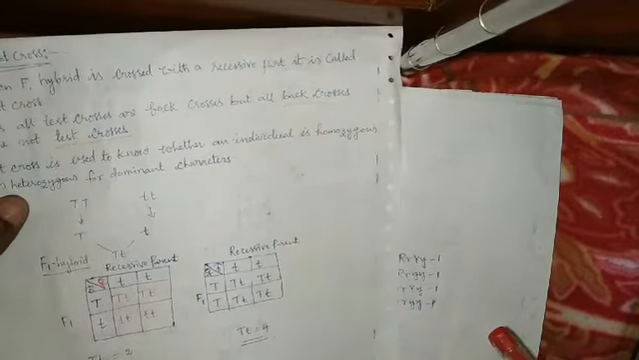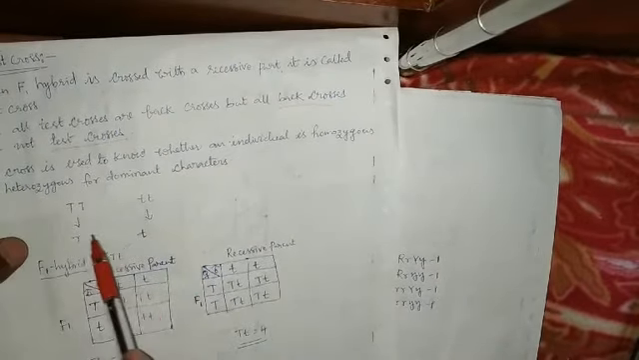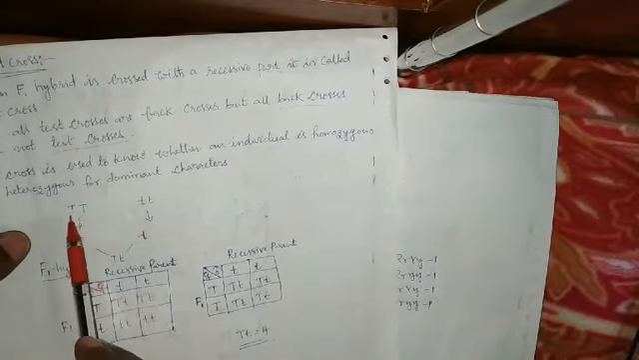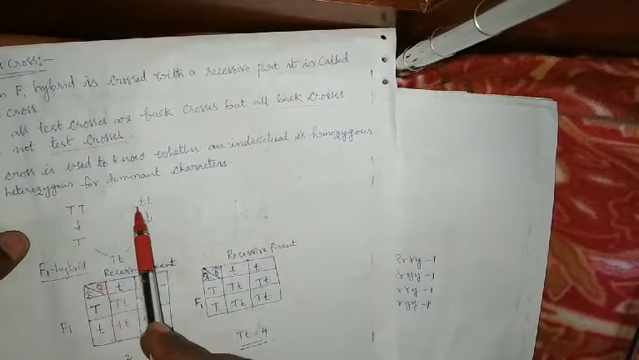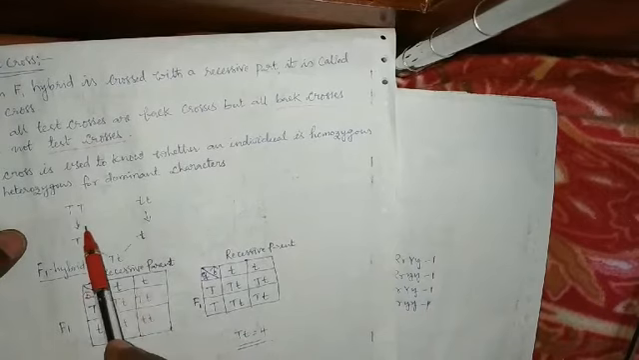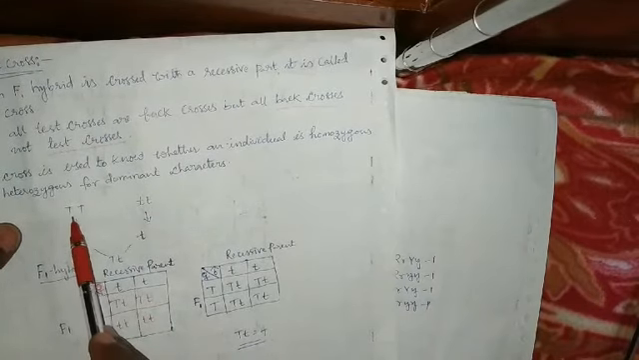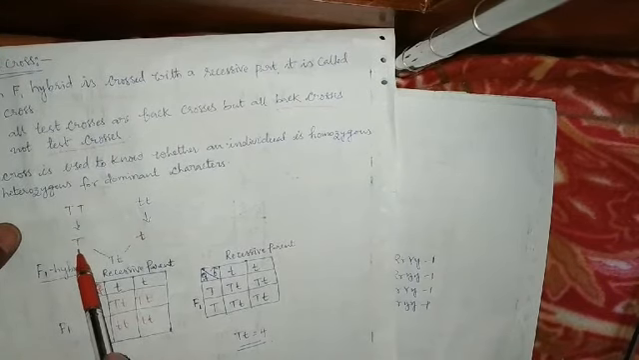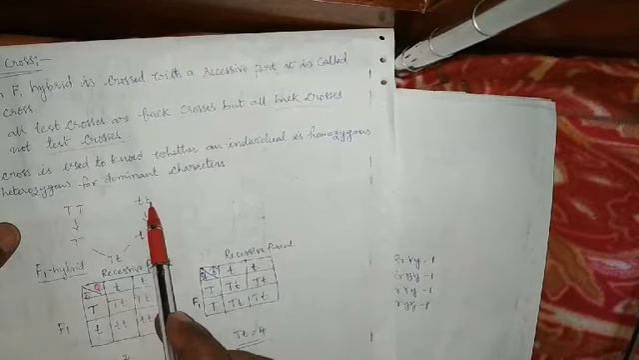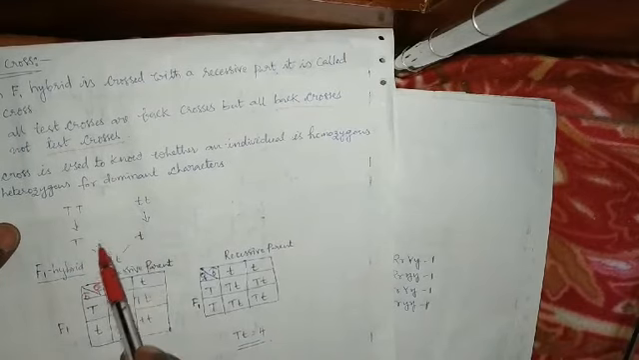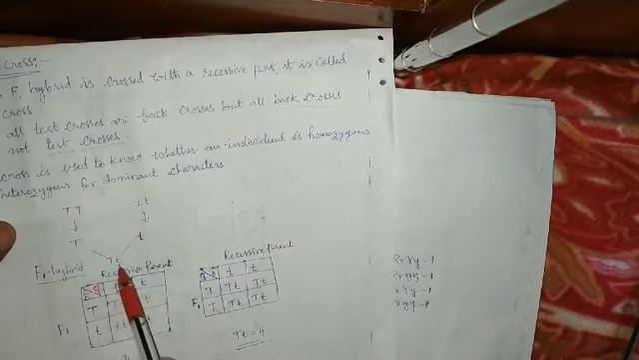So here we have a monohybrid cross. Capital T is the homozygous tall parent. Small t is the recessive dwarf parent plant. At the time of gamete formation, the homozygous dominant plant releases capital T gametes. The homozygous recessive parent releases small t gametes. When they are crossed, we get capital T small t F1 hybrid.